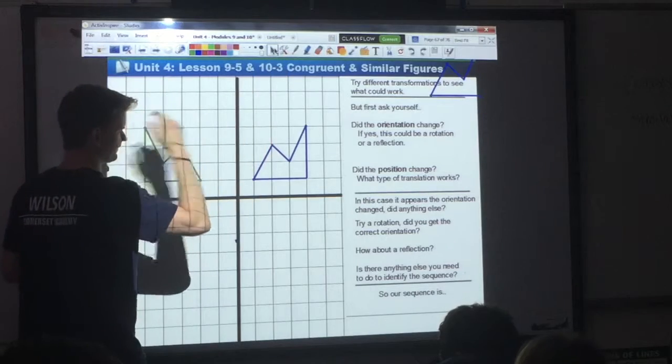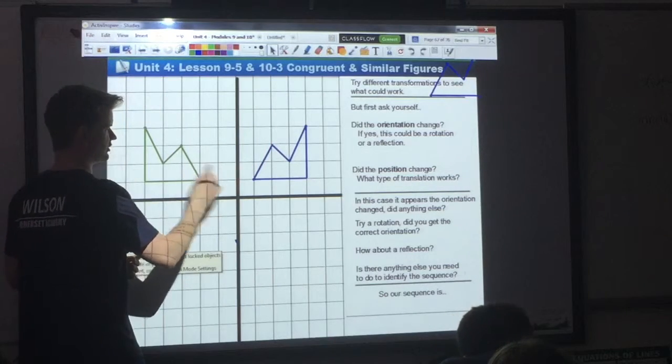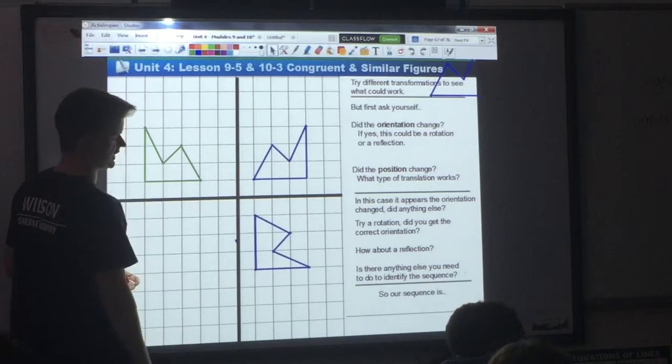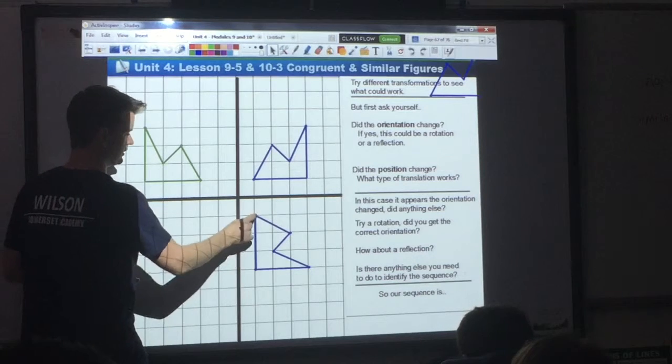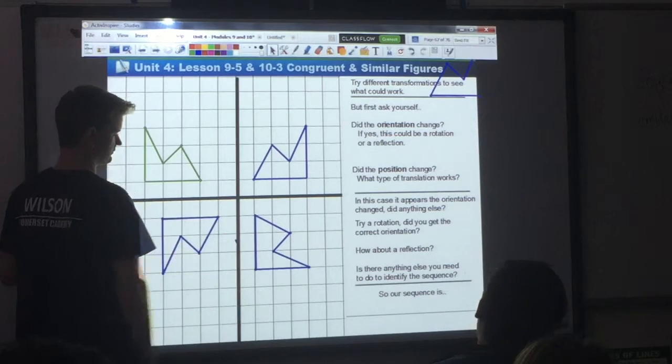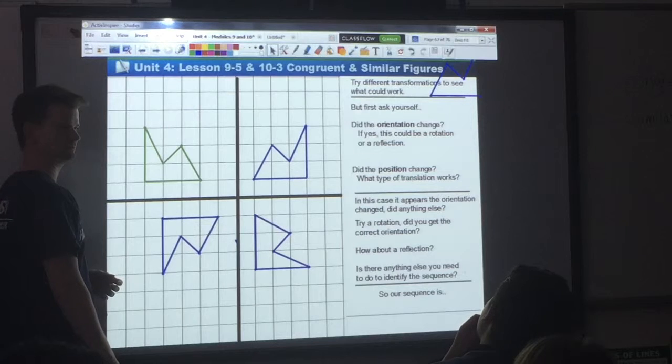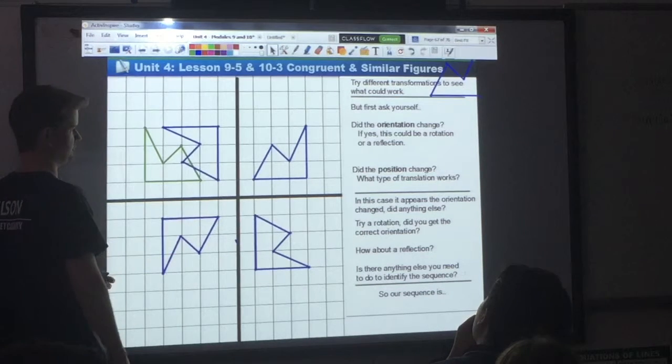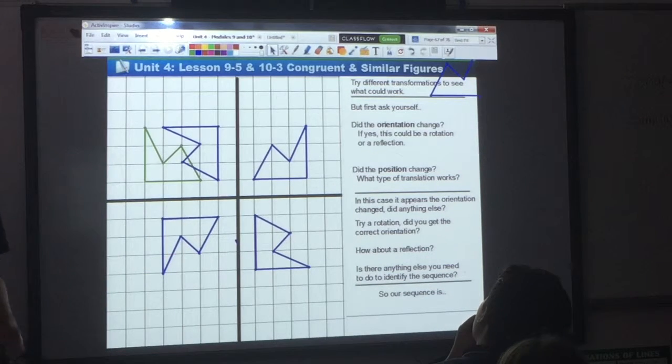We can try to see if we rotate this figure, will we get the correct orientation? So we can try rotating it 90 degrees clockwise. That didn't work. Try rotating it again. Do we have the right orientation now? No. Try rotating it one more time. Do we have the right orientation? No. So a rotation's not going to work here.